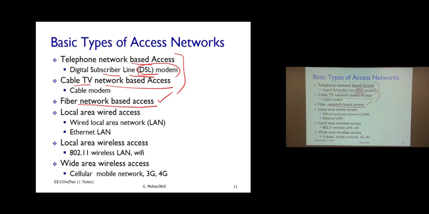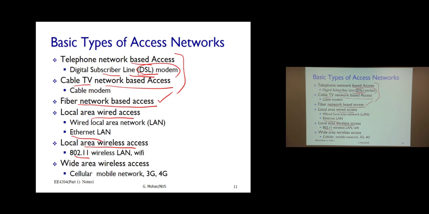Then comes local area wired access. When we say local area, it is localized in a small geographical area, maybe within a lab or house or small company. So by means of cables or wires also, you can have an access network. One popular technology is Ethernet-based LAN, or local area network. We will also briefly look at this. And similarly, local area wireless access, and a good example is 802.11 wireless LAN. Of course, there are different variants: B, G, N, AC. There are different variants of wireless. We call this local area wireless access.